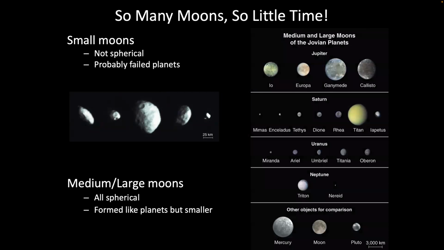Here are the ones that are big, in the context of large. They're all spherical after a certain size. So here on the bottom is your scale, 3,000 kilometers. And there's our moon, for example. This is Pluto. Pluto small. This one's Titan. Titan big, right?